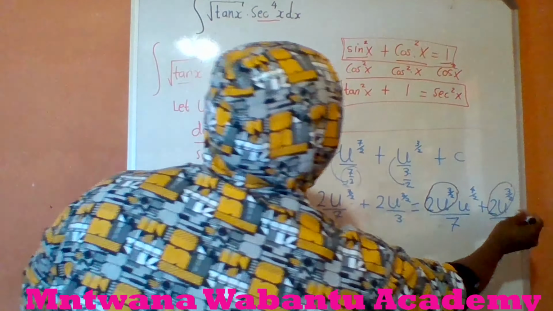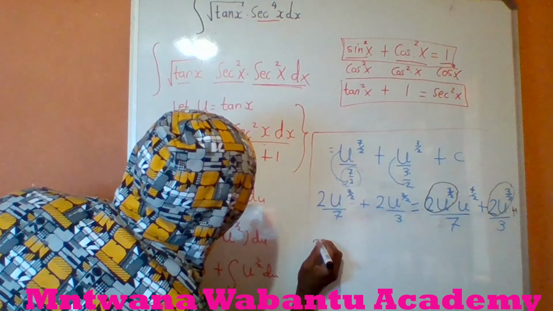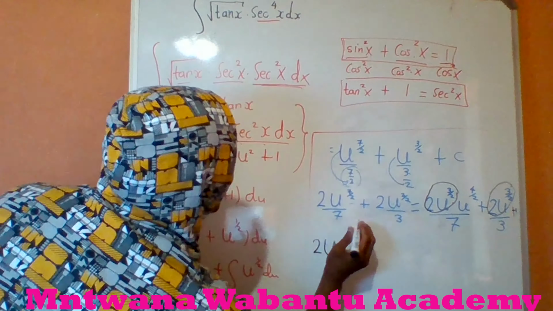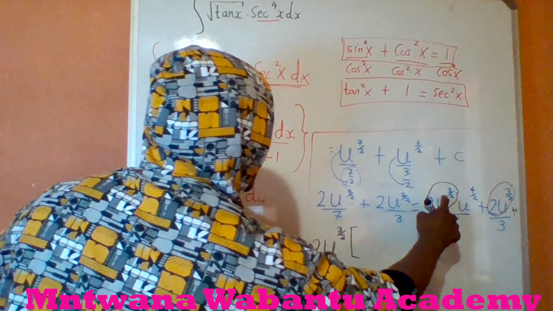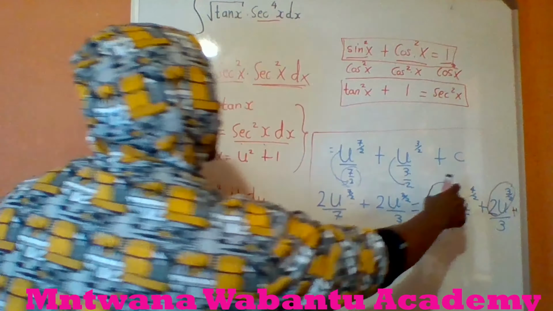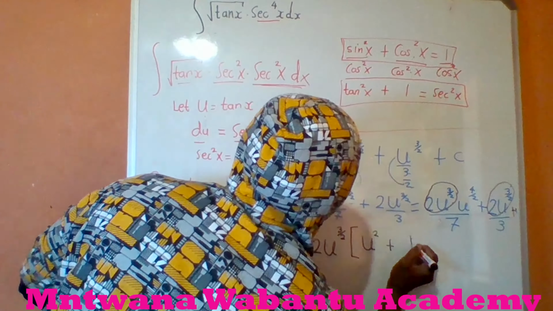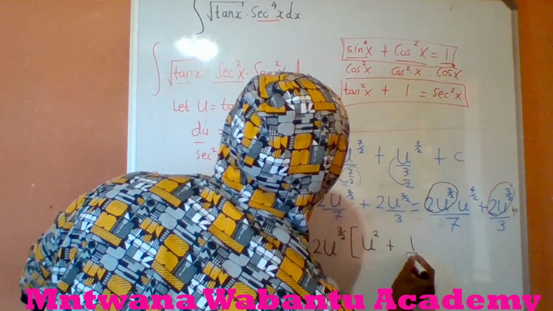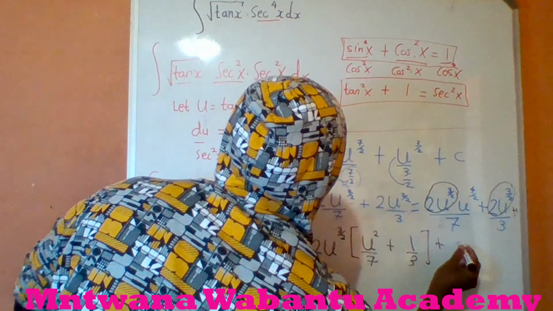I still have my c here, plus c. So let's factor out. When you factor out, 2 comes out, and then u^(3/2) comes out, and then write a bracket, because it's common to the first group and the second group. Inside I'm going to have u^(4/2) equal to 2, and then we plus, here is going to be left with only 1 because everything else goes out. So over 3, and this is over 7, and then we plus c.